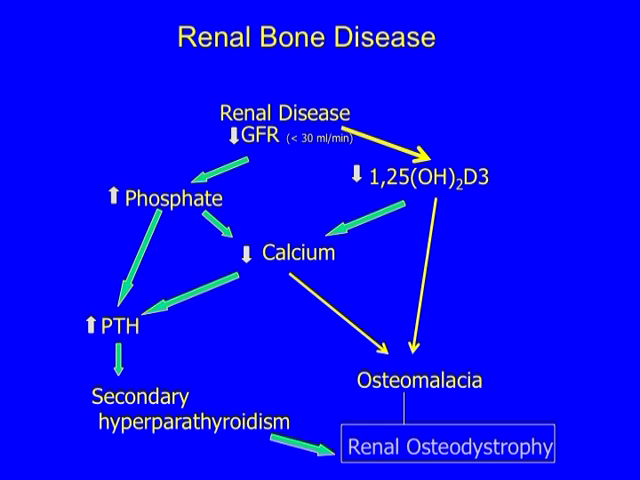This reduction in levels of 1,25-dihydroxy-D3 and hypocalcemia may lead to osteomalacia. At the same time, the increase in the PTH leads to secondary hyperparathyroidism. So all these things together lead to the syndrome of renal osteodystrophy, or as we now call it, CKD-MBD.